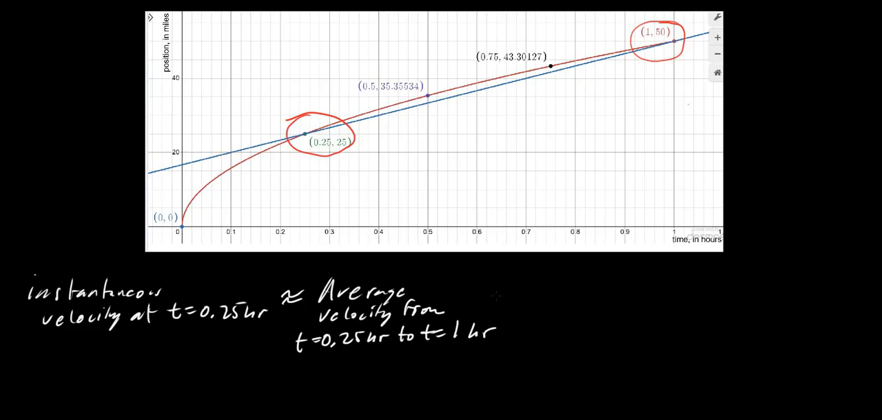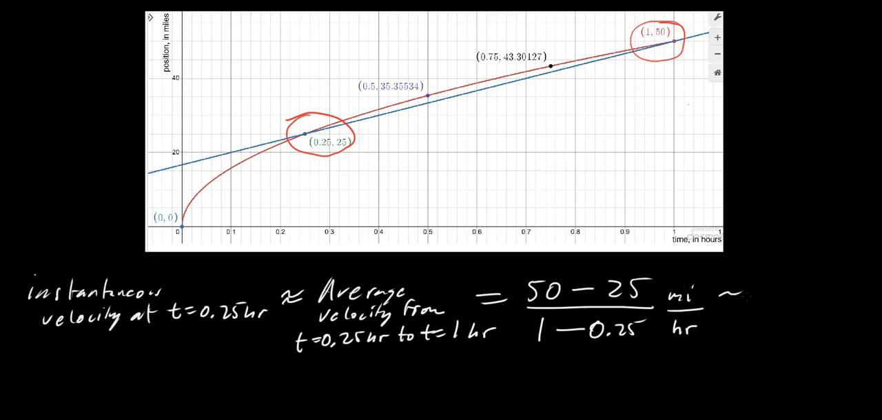And the way we compute that average velocity is its change in position, or displacement, over time. His final position at the hour mark is 50 miles. His initial position is 25. So that's the displacement, or change in position. And the change in time, well, at the end he's traveled for a time of 1 hour, but starting at the 15-minute, 0.25 hours, right? So this is his average velocity over that time interval, which we're saying is an approximation for his instantaneous velocity.